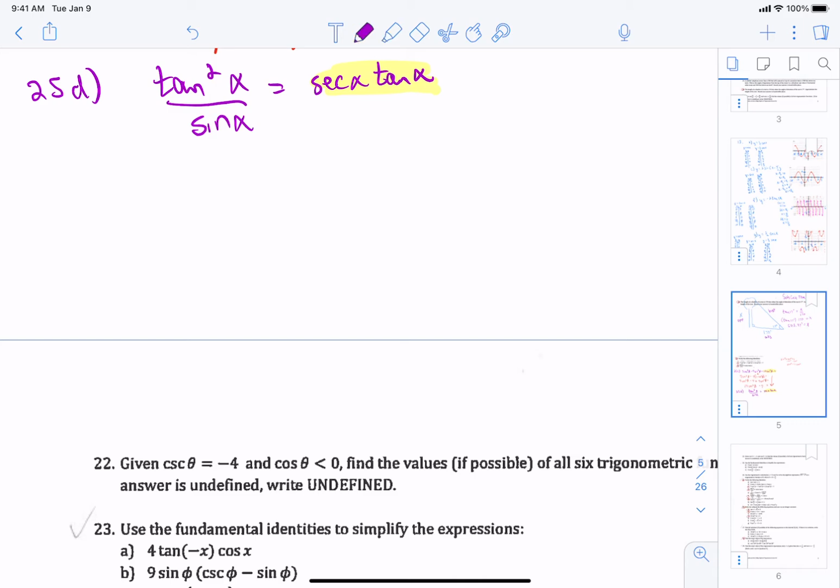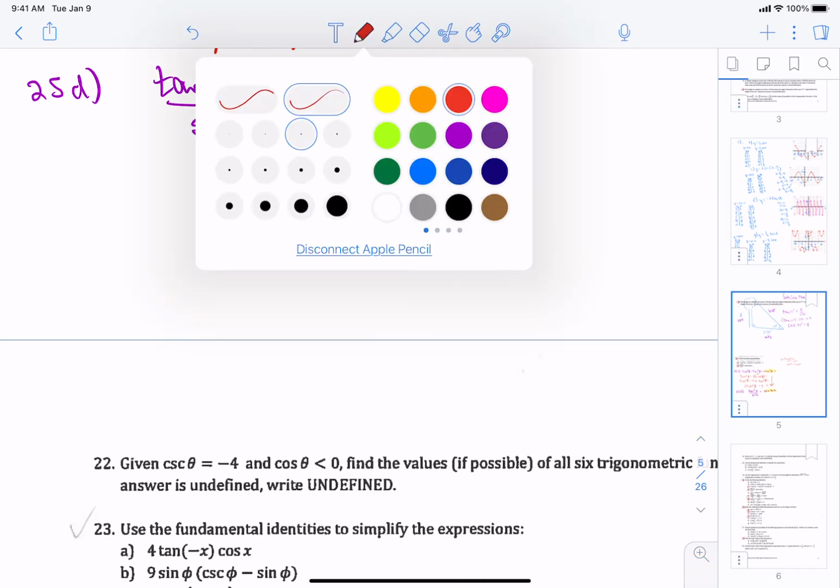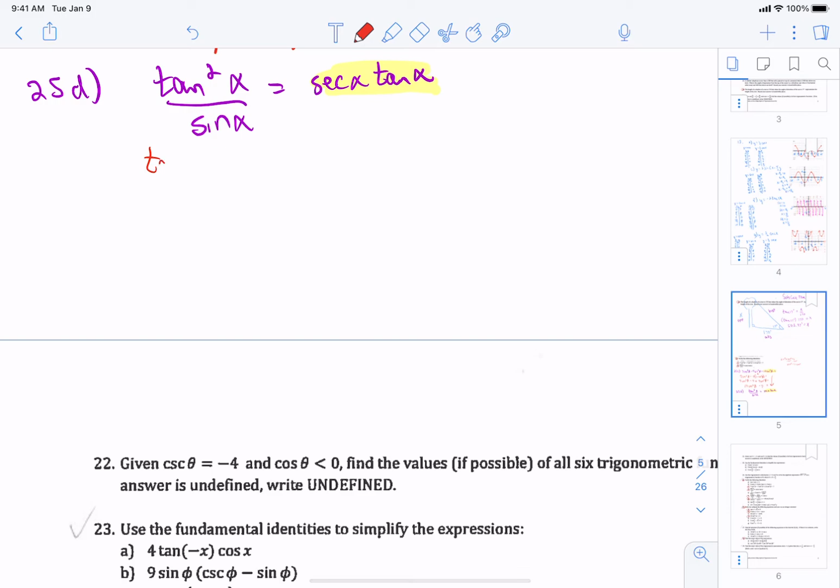So let's rewrite this left side. Let's write it as tangent times tangent over sine. Now the reason I do that is because I'm allowed to. I can split it. Because I need a tangent all by itself, why not pull out one of the tangents and write it alone? Leave it alone. It's there. Let's leave it there. Let's see if this can somehow become a secant.